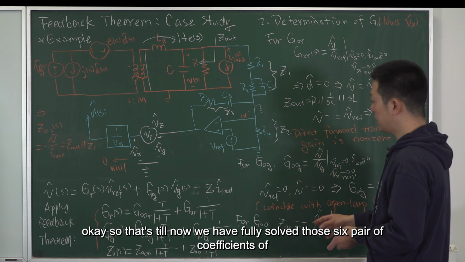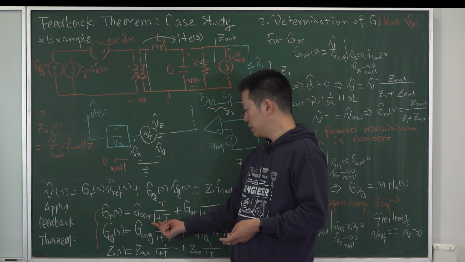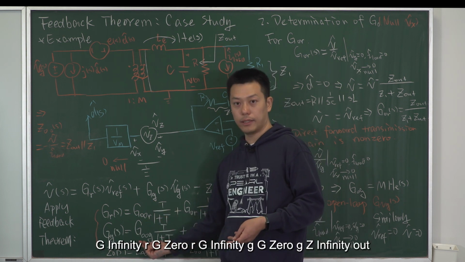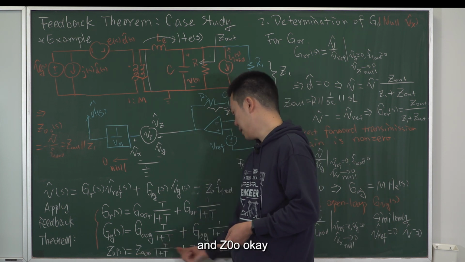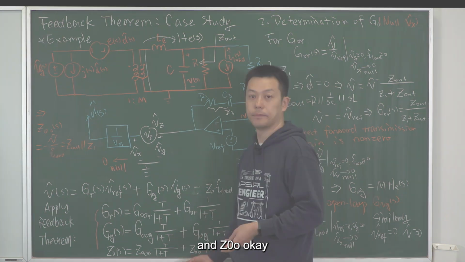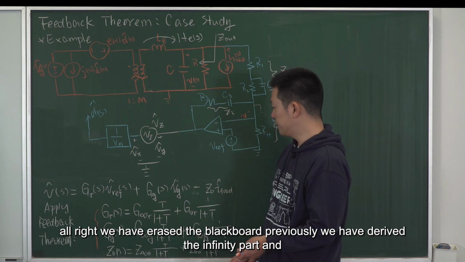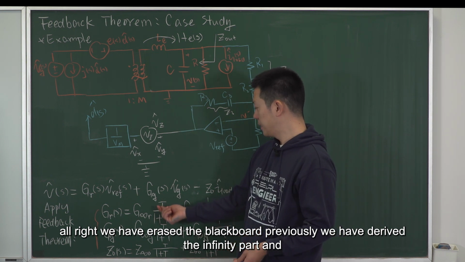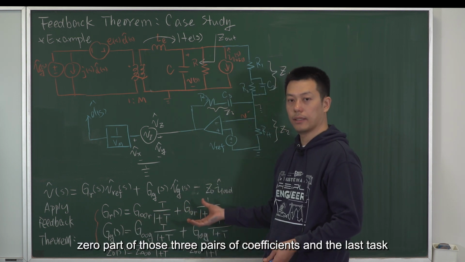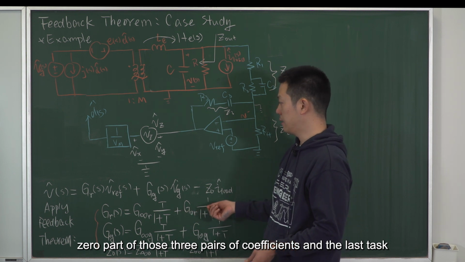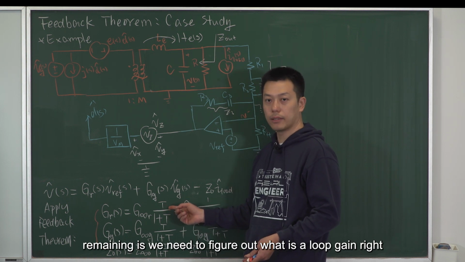Okay, so till now we have fully solved those 6 pair of coefficients: G infinity R, G0 R, G infinity G, G0 G, Z infinity 0, and Z0 0. All right, we have erased the blackboard. Previously, we have derived the infinity part and 0 part of those 3 pair of coefficients. And the last task remaining is we need to figure out what is the loop gain, right?